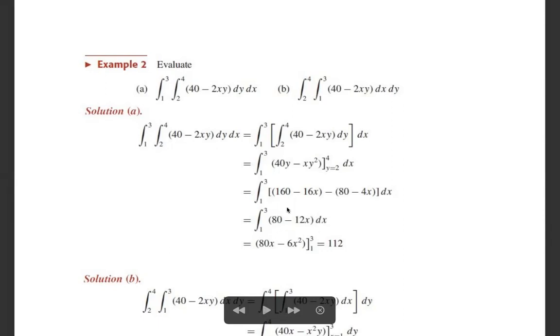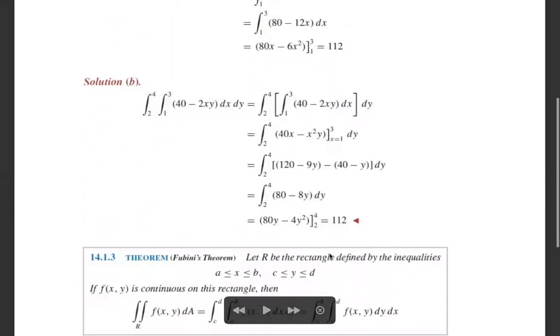Now integrate the function with respect to x. 80x minus 6x square from 1 to 3, which is equal to upper limit minus lower limit. You will get the answer as 112.